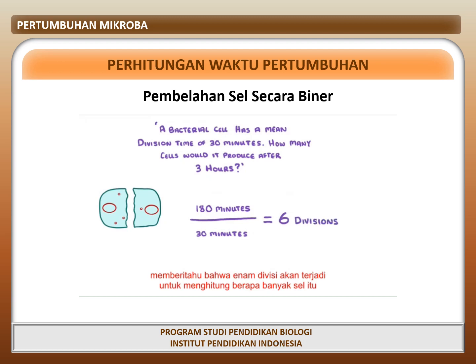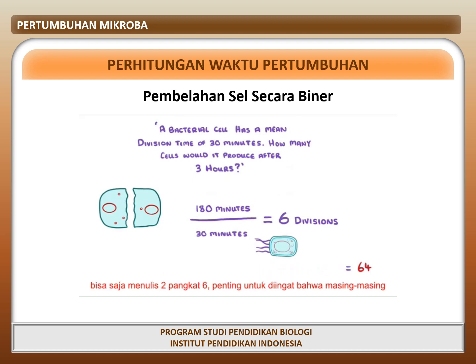To calculate how many cells that makes, we will take our original cell, of which there is only one, and multiply it by 2, 6 times, which in total gives us 64, which is our answer. To write this multiplication out more simply though, we could just write 2 to the power of 6. It's important to remember that each of these 64 bacterial cells would be its own organism. This is in contrast to the cell cycle, where new cells are still part of the same overall organism.